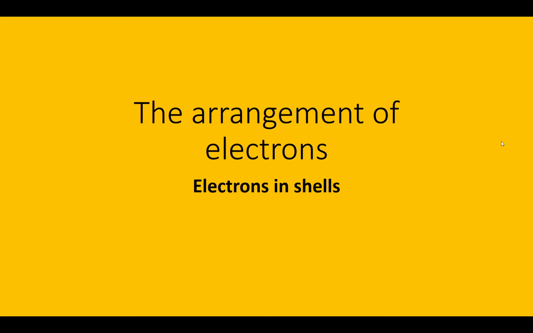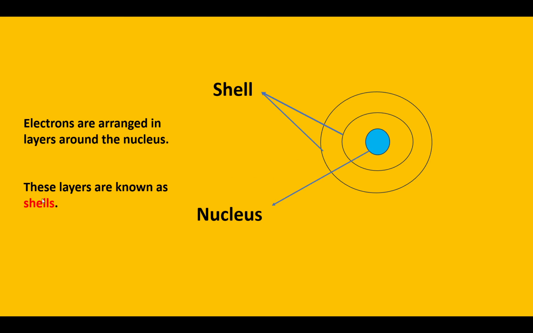In today's video, I will be explaining the arrangement of electrons in an atom. So electrons are arranged in shells. You know that when we talk about atomic structure, in the center there is the nucleus, and around the nucleus there are layers, and these layers are known as shells. Electrons revolve in the shell.